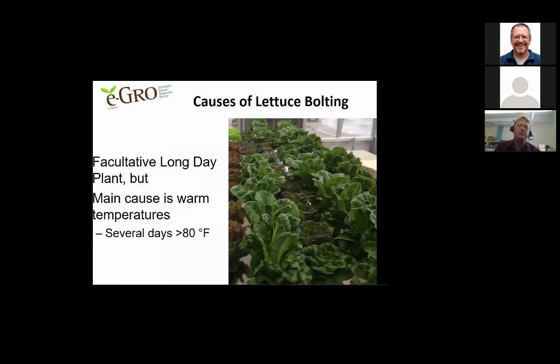And the causes of lettuce bolting, again, lettuce is a long day plant, but it is not an obligate long day plant. So it's facultative, meaning that long days can favor flowering, but they'll still flower even in the absence of long days. And then in looking in the literature and past experiences with growers, it would seem that warm temperatures are really the main cause of bolting. So we have some small ability to manipulate bolting using shorter day length, but essentially this becomes a problem when we have repeated exposure, so several days of warm air temperatures, say greater than 80 degrees Fahrenheit.